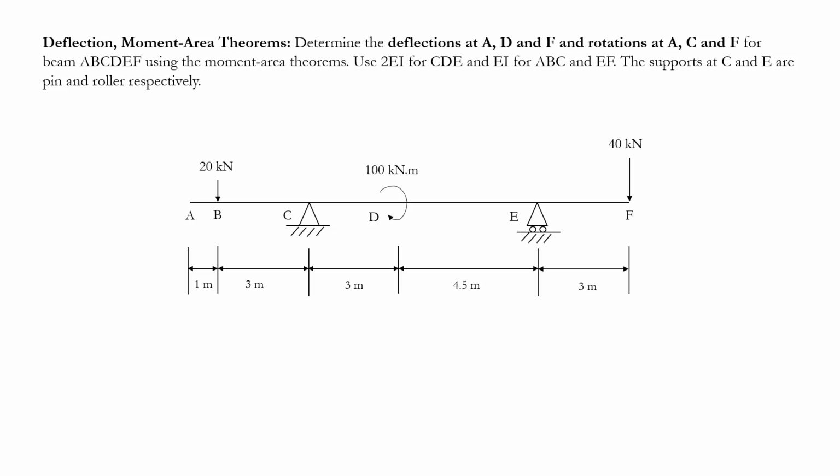This is Cheyenne, and today I'm going to solve a deflection problem using the moment area theorems in structural analysis. This question asks us to determine the deflection at various points and rotation at various points for this beam using the moment area theorems. You have to note that the stiffness is different for the middle part of the beam and also the cantilever parts of the beam, as we see. So let's go ahead with a step-by-step procedure to see how we can solve this problem.